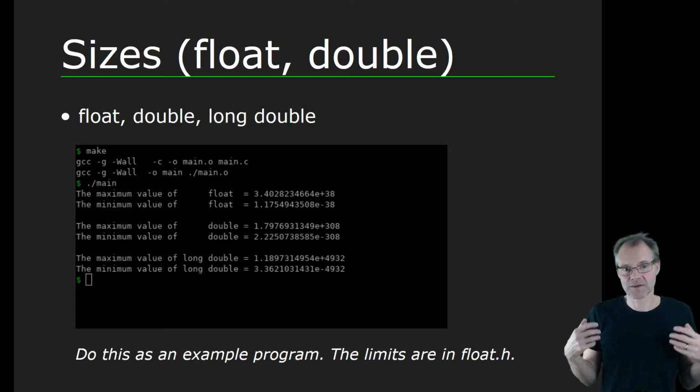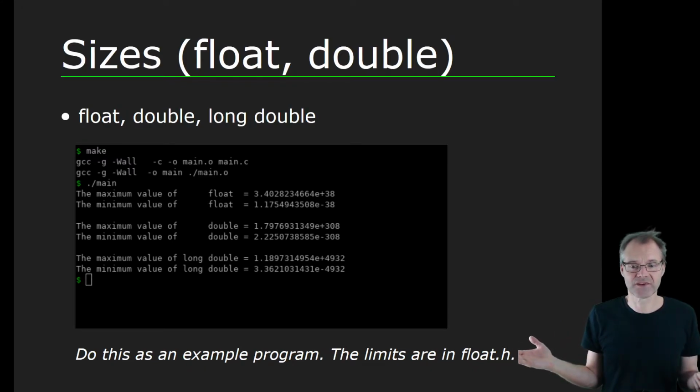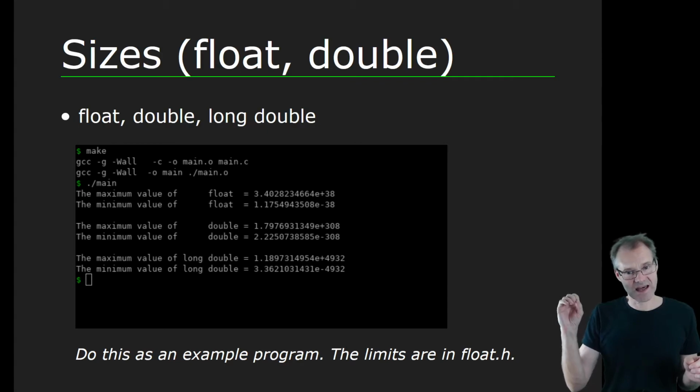This is the same example program, but now I'm dealing with float and double, and these values I'm finding in the float.h include file. I'm just printing out the minimum and maximum value of a float variable and a double variable, and then we can also create a long double, and that gives a lot of precision figures we can have.